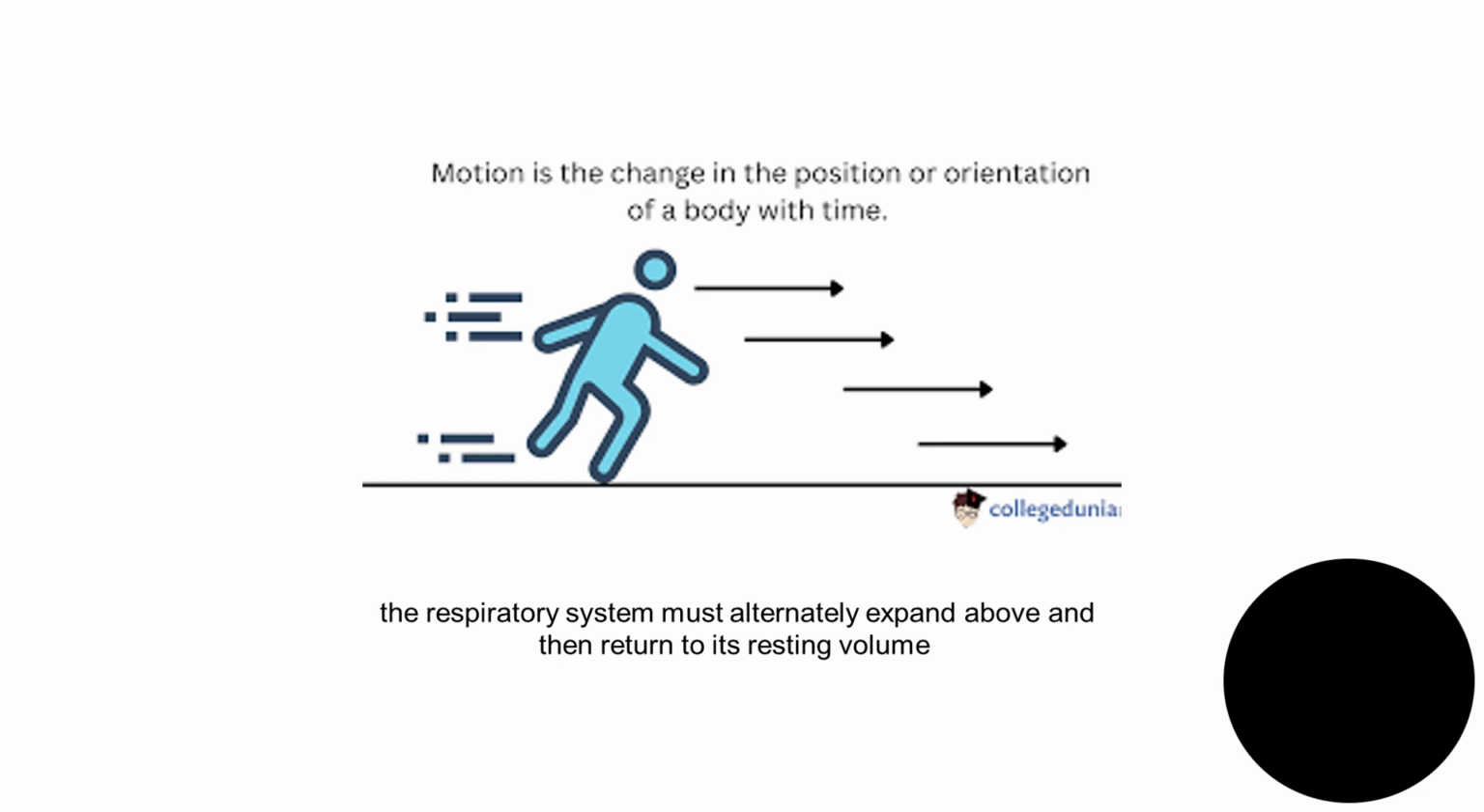As we agreed that ventilation is the movement of the air in and out of the lungs, I would like to mention the definition of movement or motion, which is the change in the position or orientation of a body with time. And if we try to translate that to what we're explaining here in the respiratory system, it means that the lungs or the respiratory system in general must expand or change above its resting volume and then go back to its baseline.